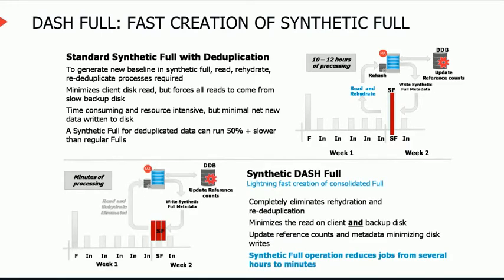In a synthetic dash full operation, the media agent is aware of the indexing structure provided and does not require rehydration and re-deduplication of the data. During the operation, reference counts and metadata are written to disk to denote the changes that have been made to the dataset. The net effect of the synthetic dash full operation is that the benefits of a synthetic full backup may be derived without the performance impact. Compared to a traditional method of deduplication, the synthetic dash full operation reduces jobs from several hours down to minutes.